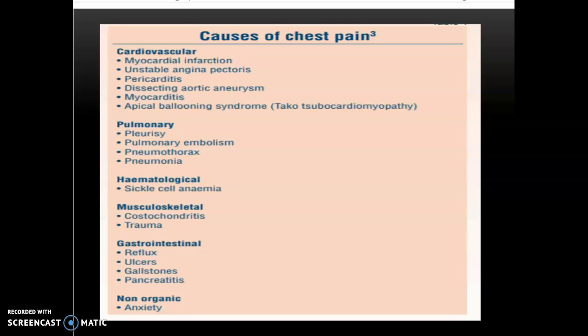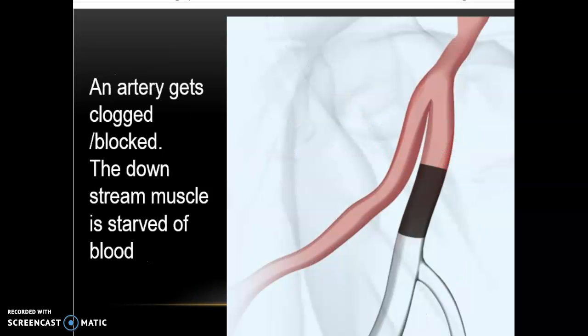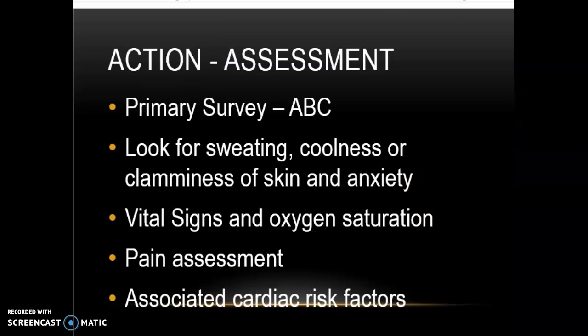Anxiety. Those with panic attacks and anxiety are prone to hyperventilation or breathing too much oxygen. It is often due to rapid muscle contractions and excess air in the lungs. Hyperventilation contracts blood vessels and causes considerable chest pain. Cardiac arteries supply oxygen-rich blood to the heart and muscles. And when we have a blockage, the artery gets blocked downstream. The muscle downstream from that blockage is starved of blood. So we would say that the muscle distal to the blockage is starved of blood.